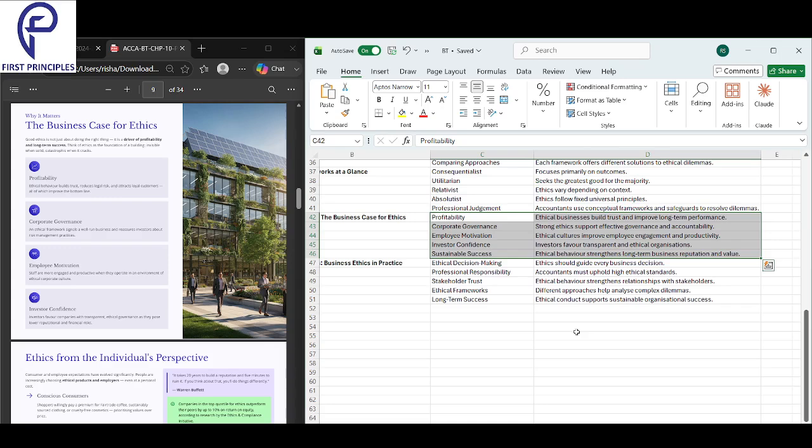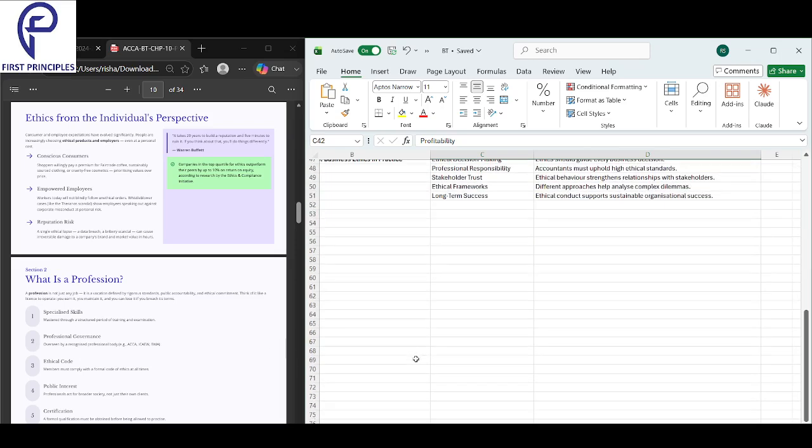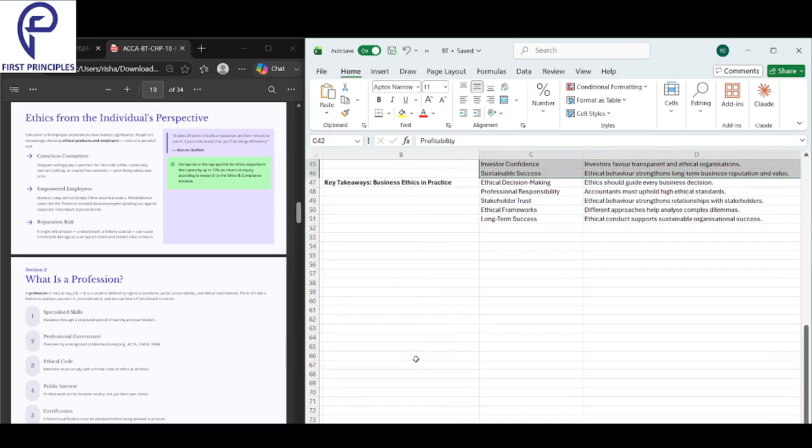Investors are more confident in a company that has good ethics. Employee motivation is strong in a company when there is good ethics. Corporate governance is stronger when there are good ethics. In the long term, a company is more profitable if there is good ethics. So ethics definitely helps in the all-round development and growth of an organization. Investors are more satisfied and confident, employees are more motivated, there's better governance, more profitability, and sustained success.